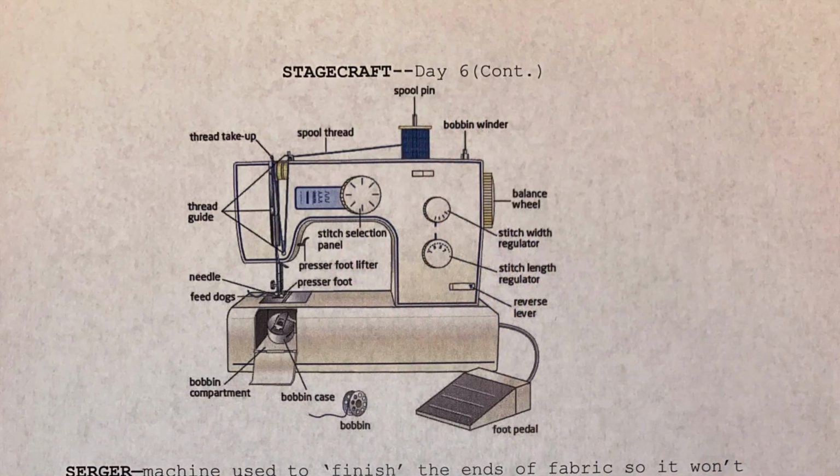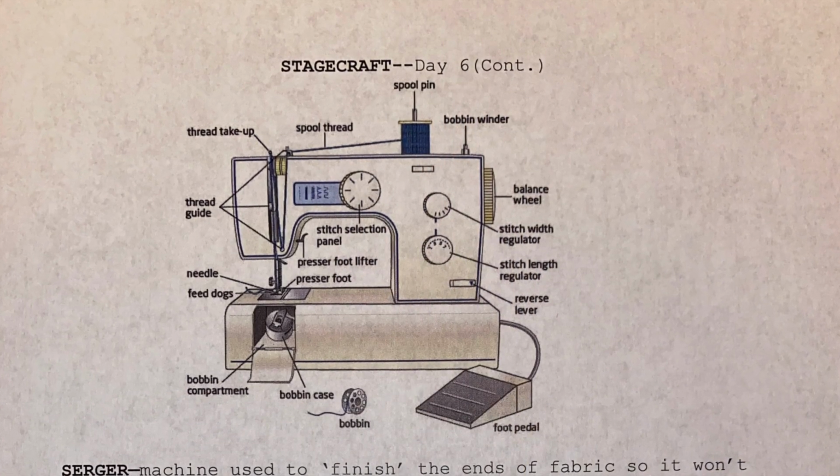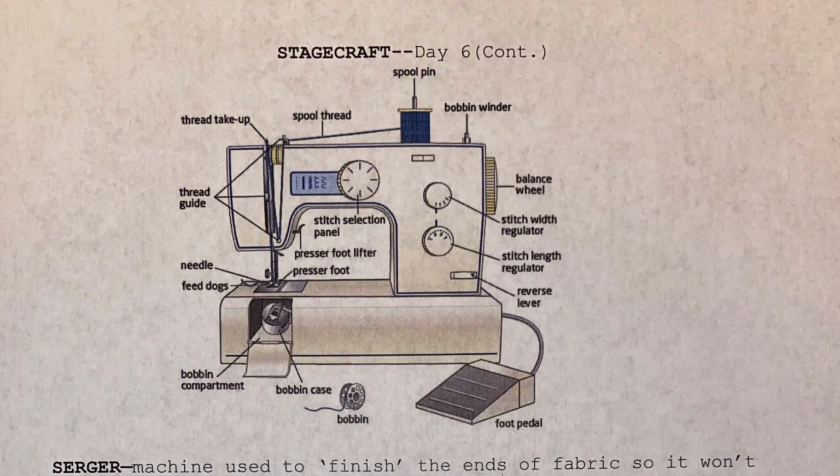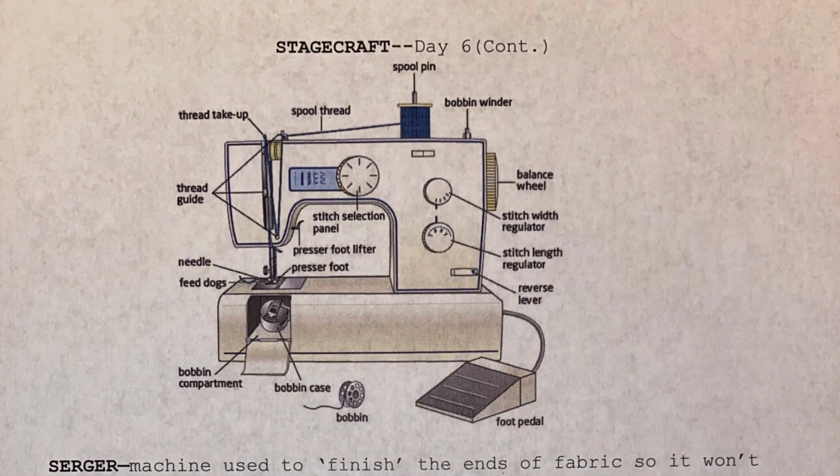I'm just going to point out the major parts. You've got the bobbin underneath and the bobbin case. Again, there's a little tab that you pull up, and you pull the case and the bobbin out together. And then when you let go of the tab, it lets the bobbin release. And then you fill it up.